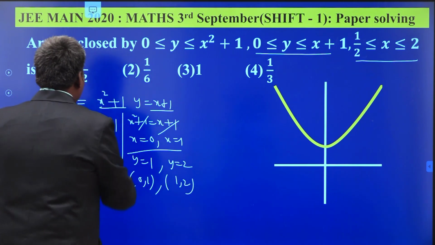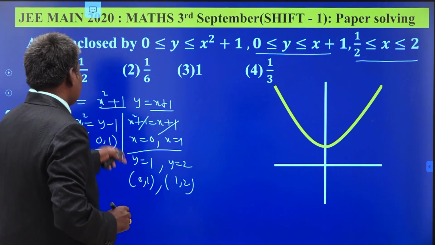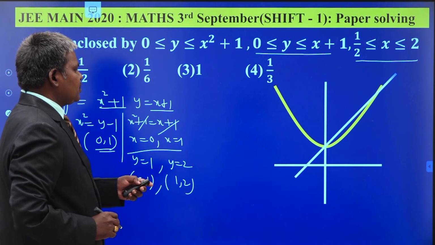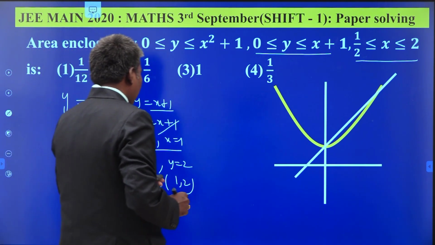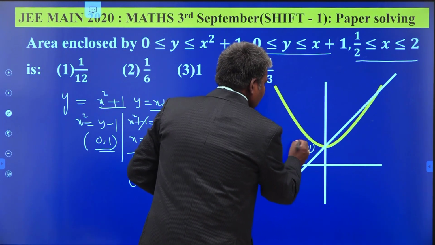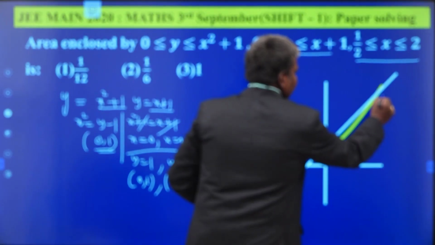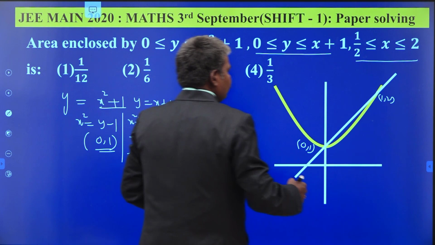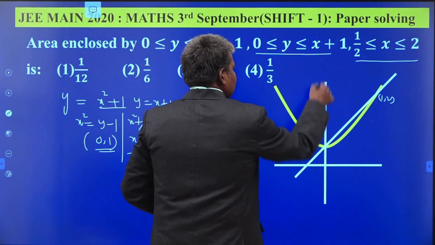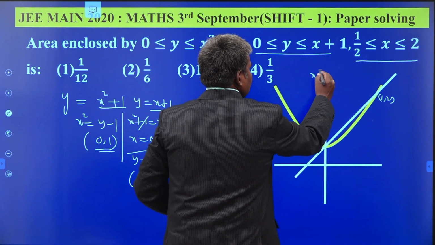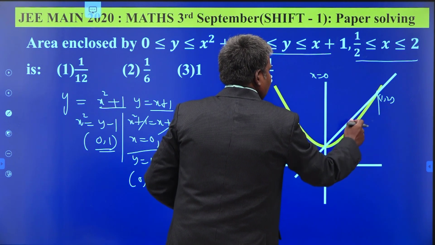What is (0, 1)? It is the vertex of your parabola. So this is my line. One of the points of intersection is the vertex of my parabola and the other one is (1, 2). This is the next point of intersection. This is the y-axis, that is x = 0, this is x = 1.